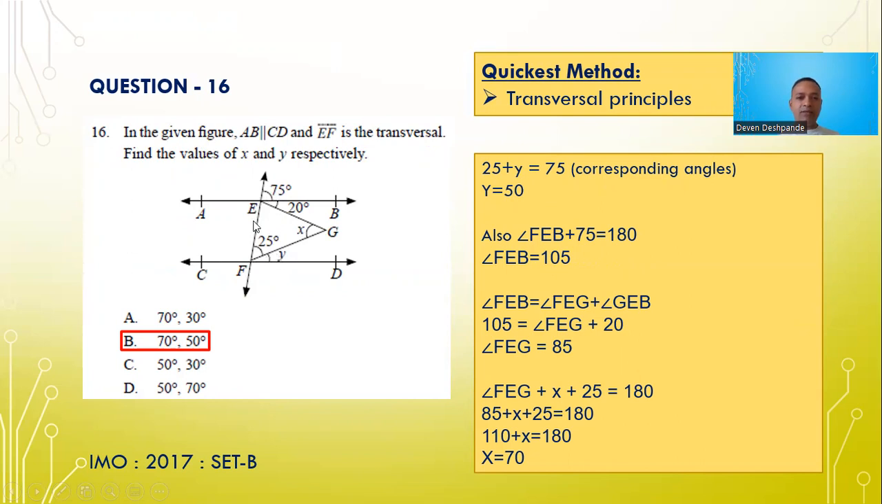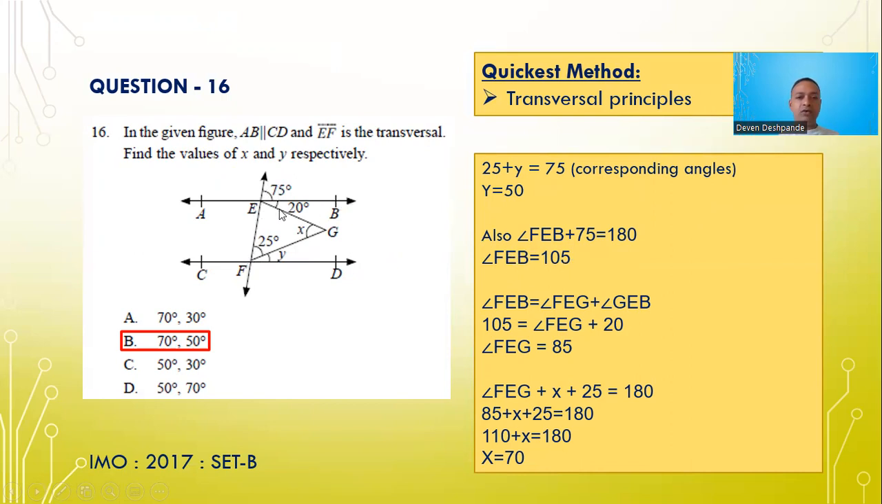Again, FEB. What is FEB? FEB is angle FEG plus angle BEG, isn't it? Sorry, angle FEB plus 75 is 180, isn't it? They are adjacent angles. FEB plus 75 will be 180, adjacent angles. So FEB will be 105.